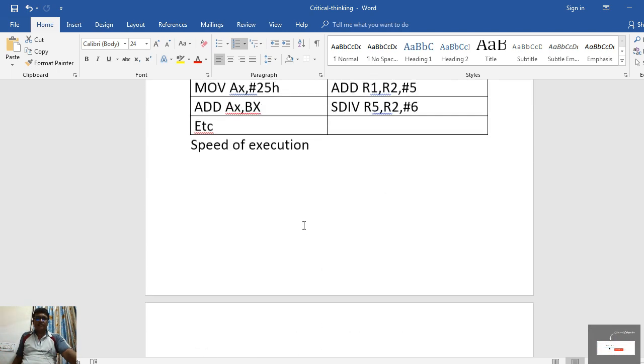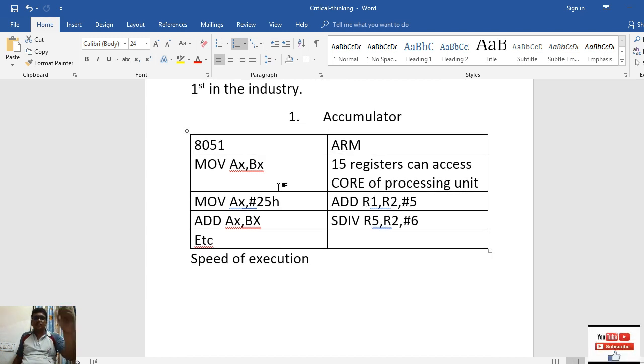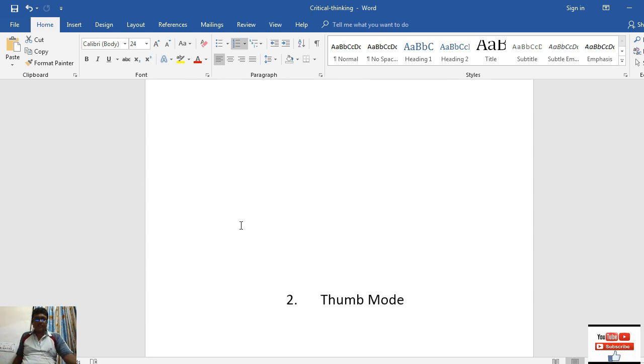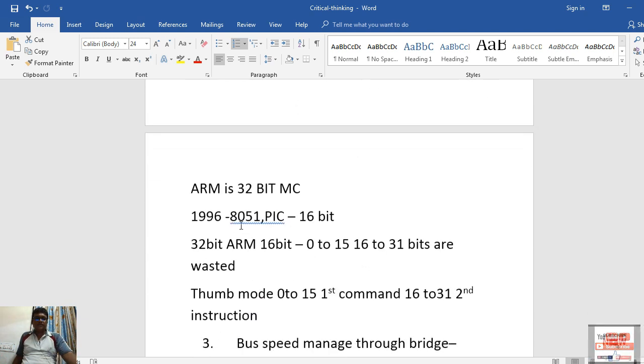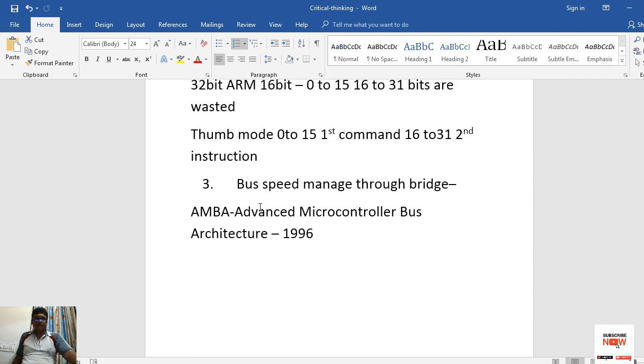First one is that dependencies have been removed. Only one register is going to communicate with the core, the rest are removed. And next one is thumb mode. It is going to execute 2 instructions if it is in thumb mode. If you have a 32-bit ARM instruction, it is converted into thumb mode with 16-bit instructions, and the instructions are divided.